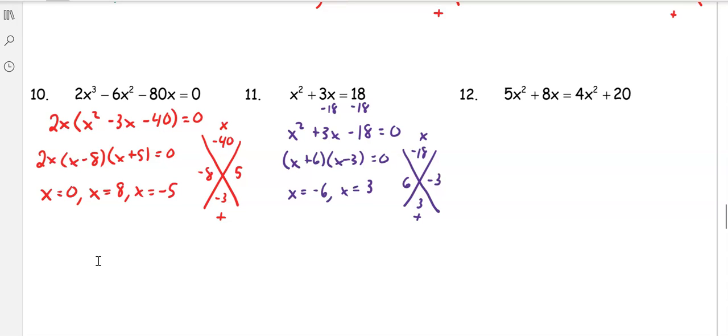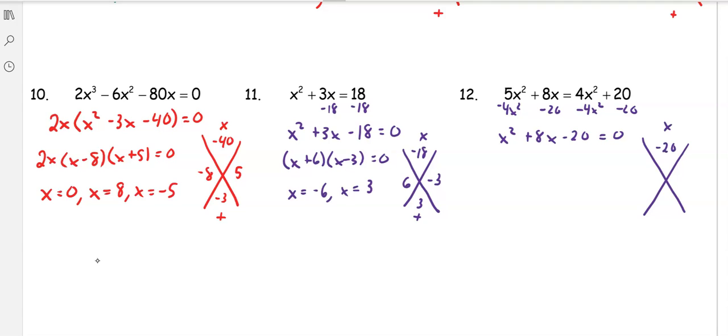In number 12, we need to subtract 4x squared from both sides, and we need to subtract 20 from both sides. So we get x squared plus 8x minus 20 is equal to 0. We want two numbers that multiply to negative 20 and add to 8. So 4 and 5 are not going to work. Two other numbers, though, are 10 and negative 2. So we have x plus 10 and x minus 2 is equal to 0. When we switch our signs, we get x is negative 10 and x is 2.